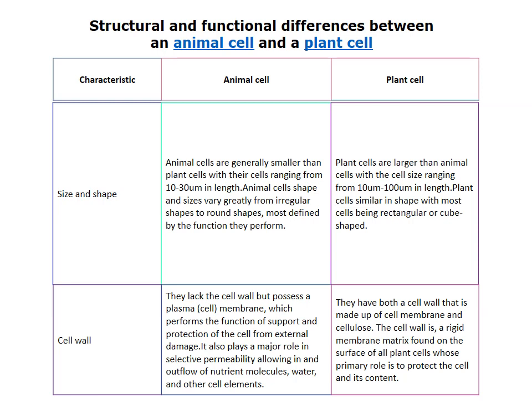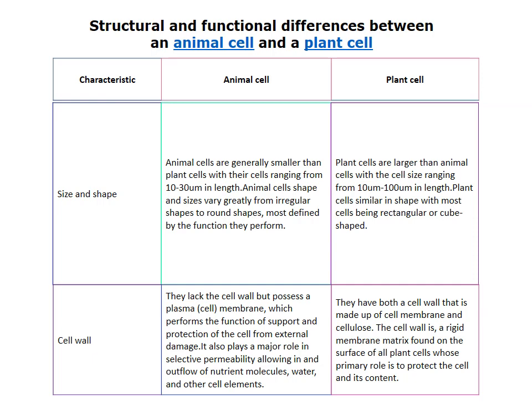The first one is the size and shape of both cells. Animal cells are generally smaller than plant cells. It's around 10 to 13 micrometer in size, and animal cell shapes and sizes vary greatly from irregular shapes to round shapes, mostly defined by the function they perform. Plant cells are larger than animal cells, with the size ranging from 10 micrometer to 100 micrometer in length. Plant cells are similar in shape, with most cells being rectangular or cube shaped.